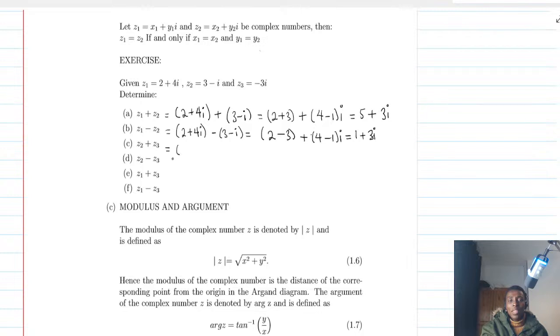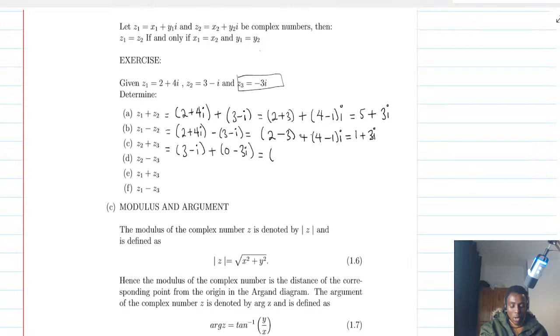So Z2 plus Z3 is going to be what? 3 minus i plus, so we have Z3 as what? Minus 3i, right? But we can actually write minus 3i as 0 minus 3i, so that for the 3i, the real part is 0. Now we are adding these two. You have to add the real terms first, and then you add the imaginary terms. Alright.